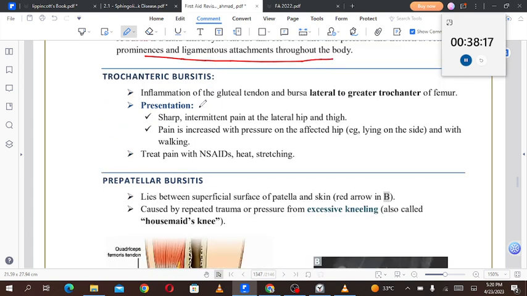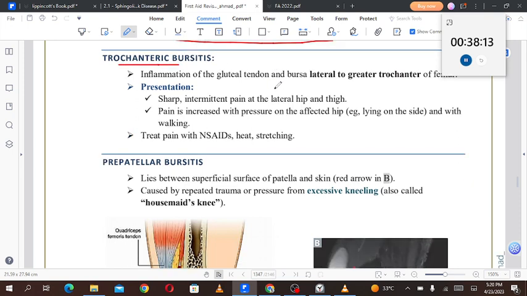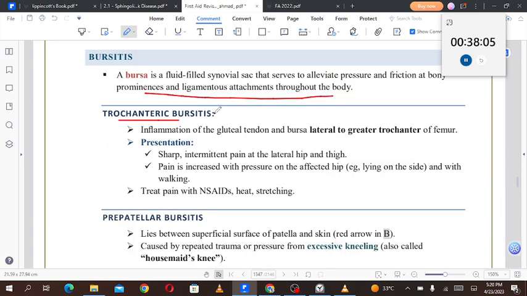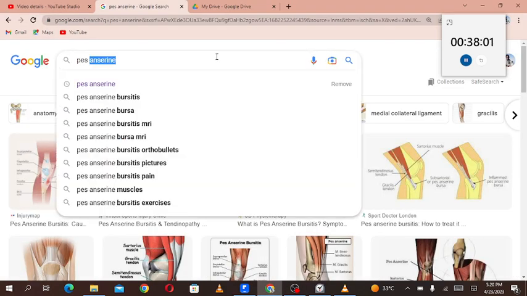Trochanteric bursitis is inflammation of the gluteal tendon and the bursa lateral to the greater trochanter of the femur. Let's see where the trochanteric bursa basically exists.